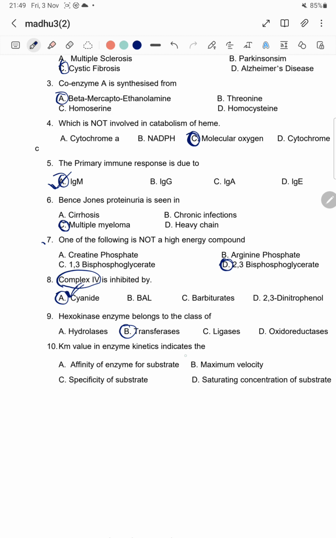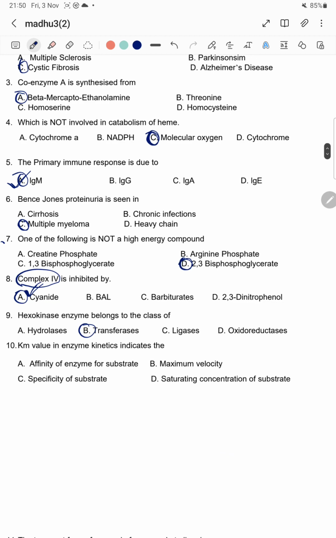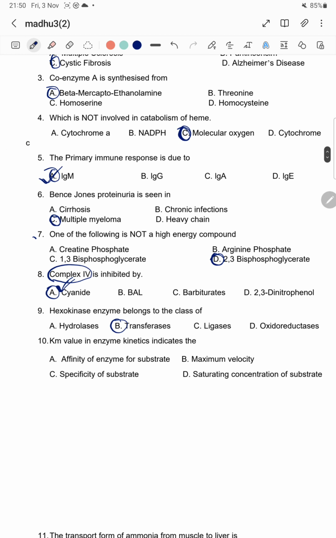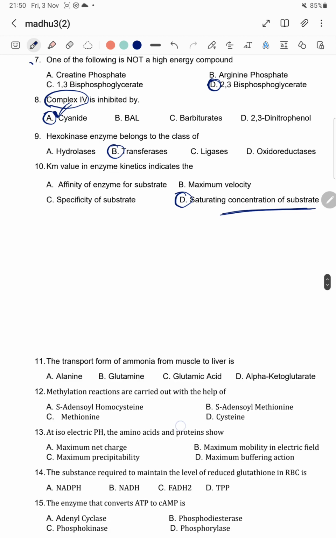The Km value in enzyme kinetics indicates the affinity of enzyme for substrate, specificity of substrate, maximum velocity, or saturating concentration of substrate. The correct answer is D, saturating concentration of substrate. The Km value of enzyme kinetics indicates the saturating concentration of substrate. We'll explain this in a separate video about the kinetics of enzymes.